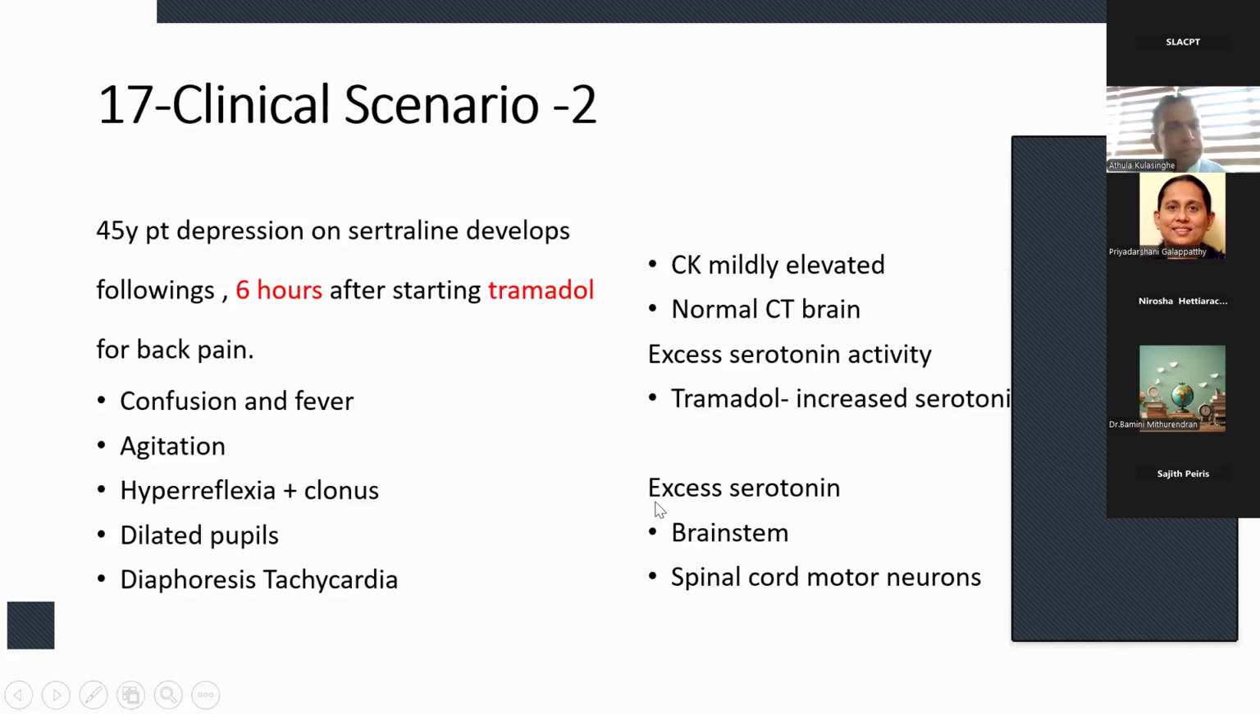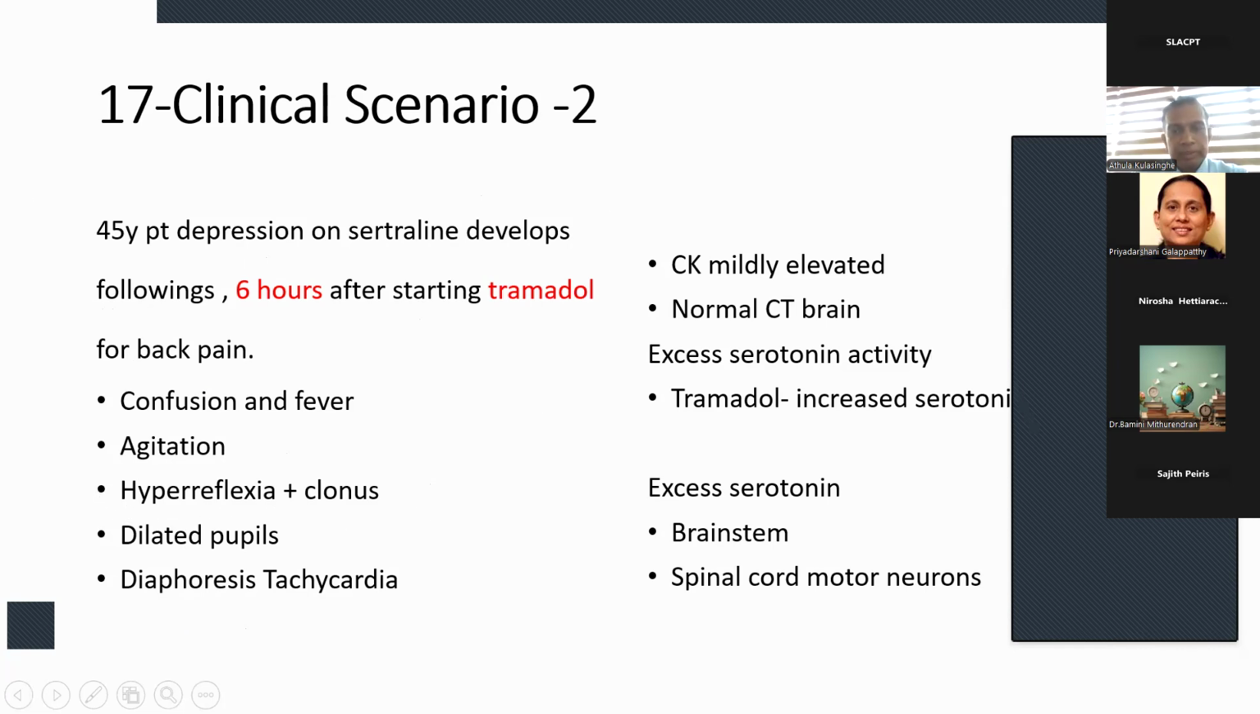Second clinical scenario: a patient who is having depression, a 45-year-old patient on sertraline, developed back pain. So the general practitioner started tramadol for the back pain, and within 6 hours the patient developed progressively worsening physical signs: confusion with mild fever, agitation, dilated pupils, diaphoresis, tachycardia. When we examine the patient, you notice that the patient has hyperreflexia and clonus.